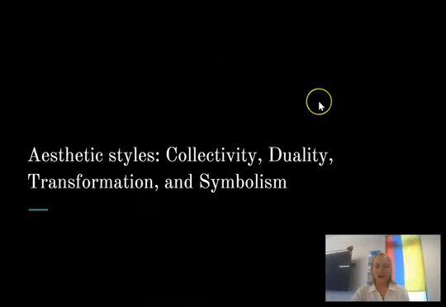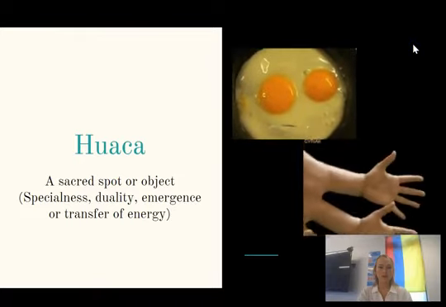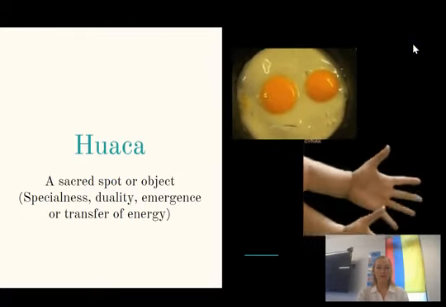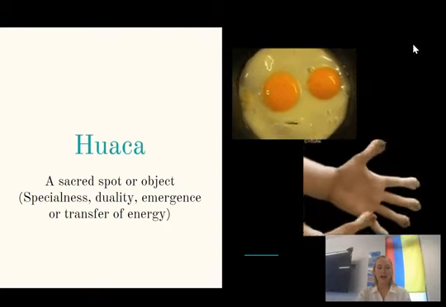And now I'm just going to end this lecture by talking a bit about some of the concepts that are going to be made really clear through Andean art and Andean cosmology. So some of the different ways that we can understand Inca art, and some of the different concepts that we can look for when we are investigating works of art and architecture. So the first one is a huaca. A huaca is a sacred spot or object.